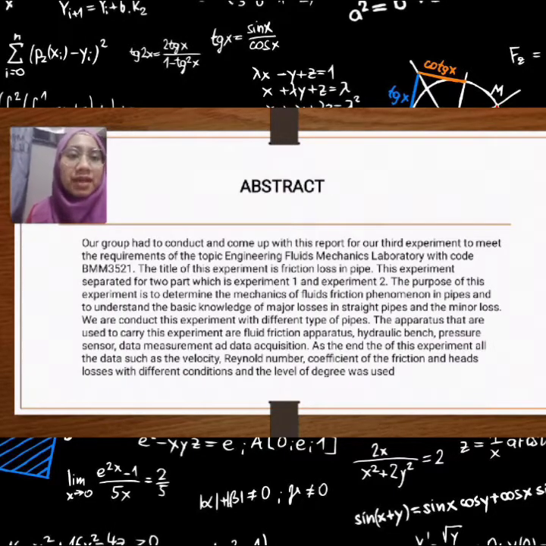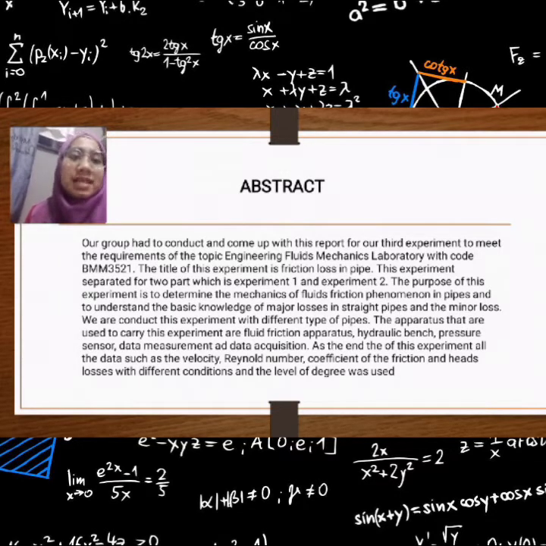For the abstract, our group conducted and came up with this report for our third experiment to meet the requirements of the topic Engineering Fluids Mechanic Laboratory with code BMM3521. The title of this experiment is Friction Loss in Pipe. This experiment is separated into two parts, which are experiment 1 and experiment 2.